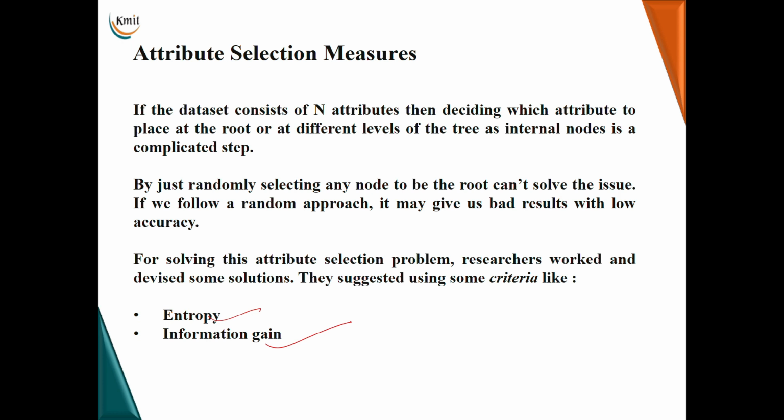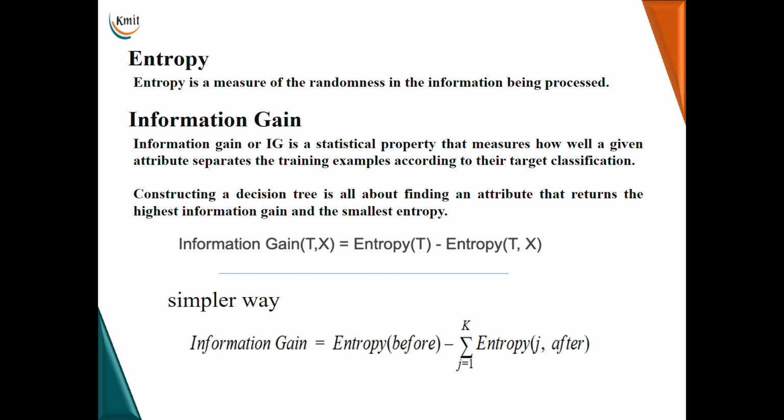Now, what do you mean by entropy? In simple terms, entropy is nothing but uncertain attributes or uncertain data sets. Information gain is the addition of all your entropies. Okay, now let's see. Entropy is a measure of the randomness in the information being processed.